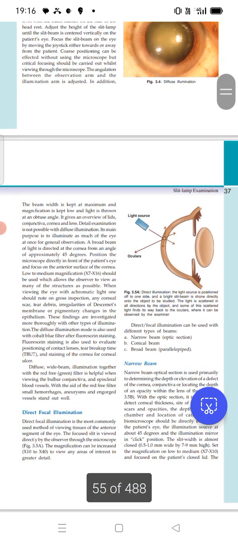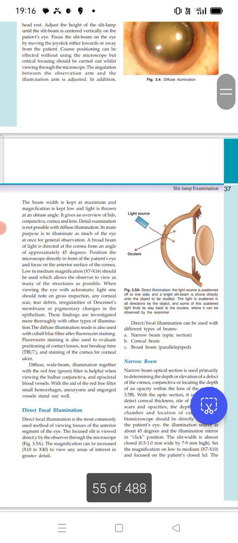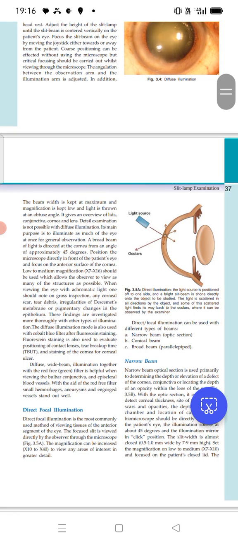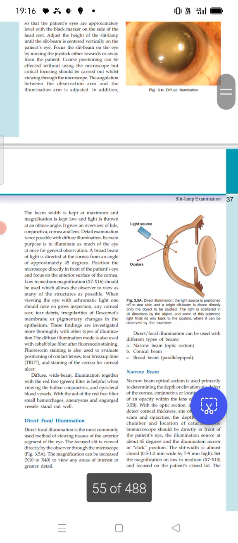In diffuse illumination, a diffuse wide beam together with the red-free or green filter is helpful while viewing the bulbar conjunctiva and episcleral blood vessels. With the aid of the red-free filter, small hemorrhages, aneurysms and engorged vessels stand out well. We can do that with the help of diffuse illumination.